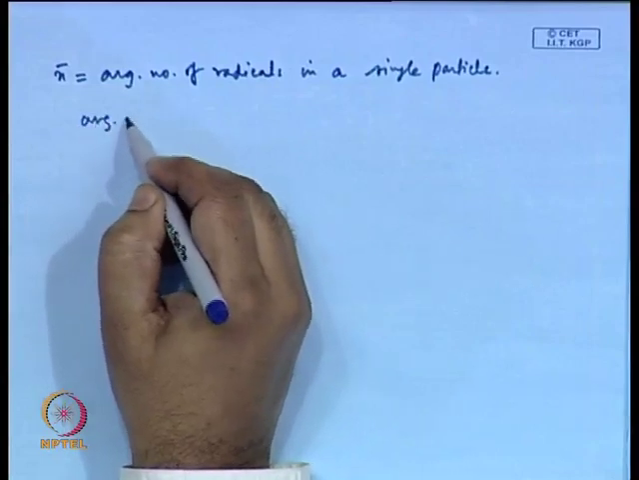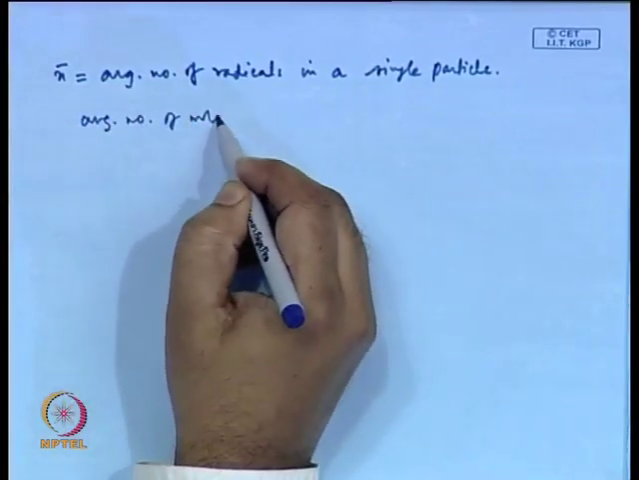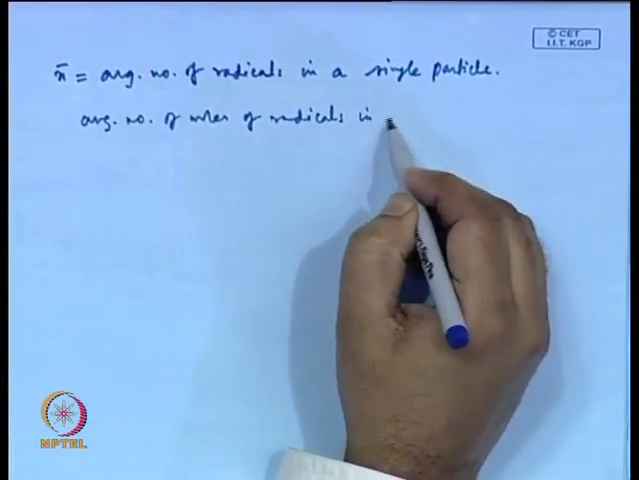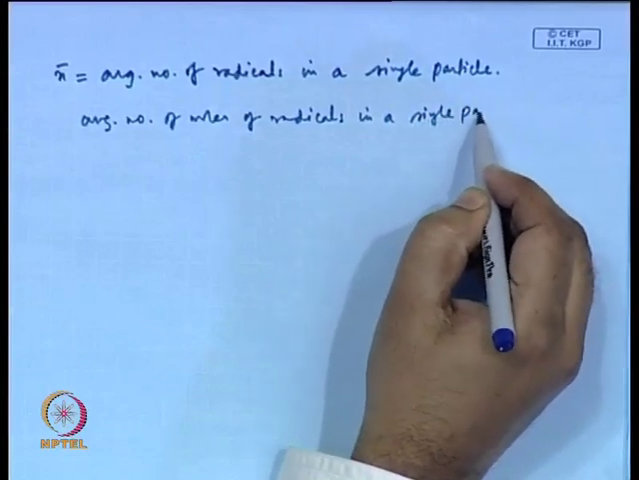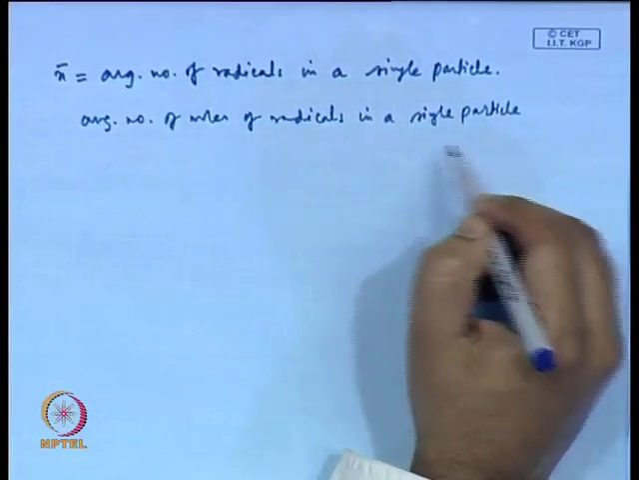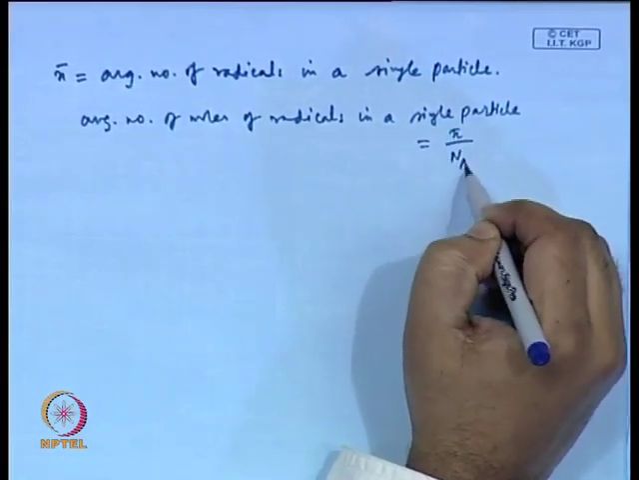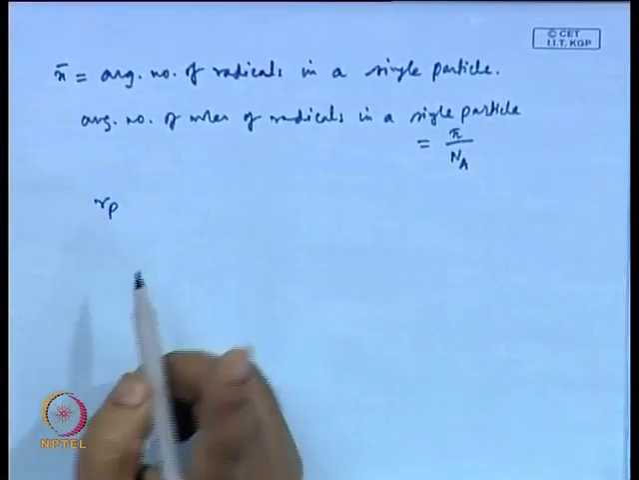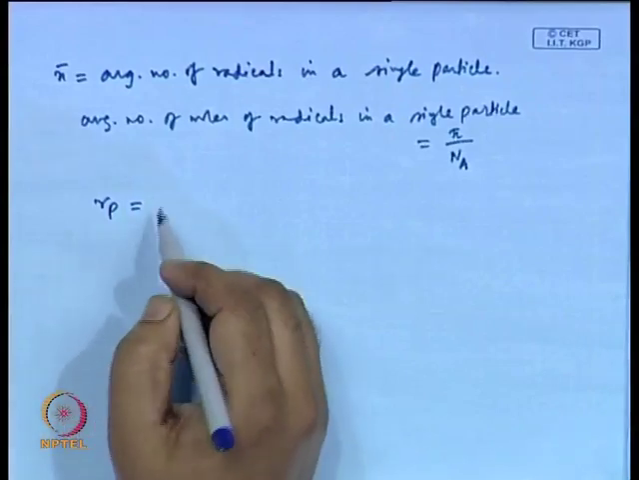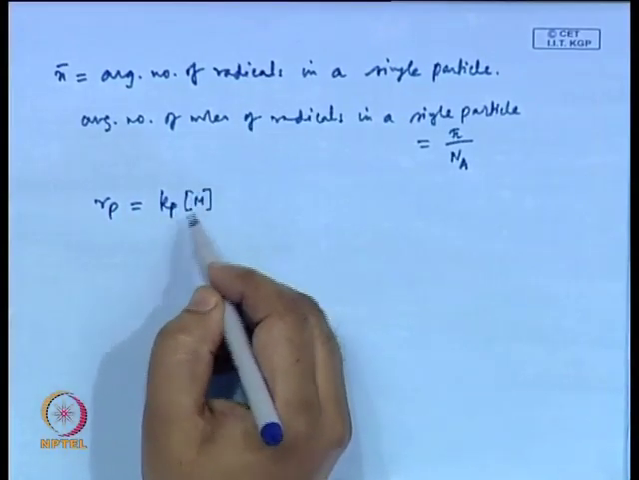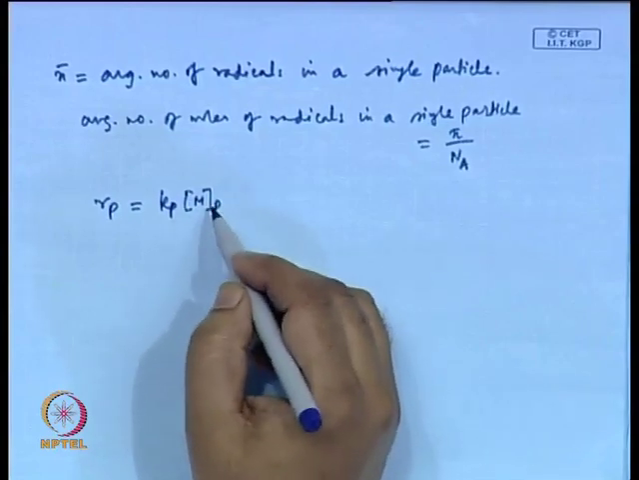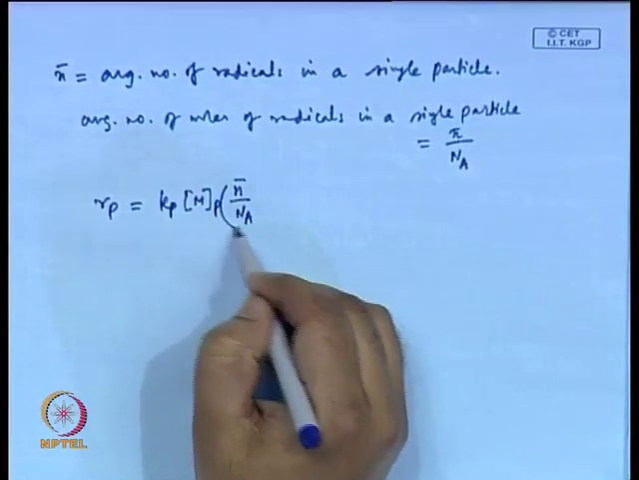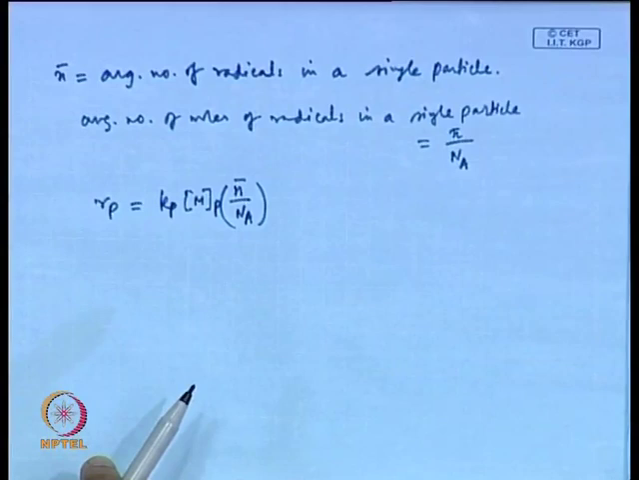So, the average number of moles of radical in a single particle is n bar by Na, where Na is the Avogadro number. So, the rate of polymerization inside one polymer particle is given by the expression Kp Mp, where this is the monomer concentration inside one particle, and the radical concentration, which is given by this. Okay. That is from our knowledge.